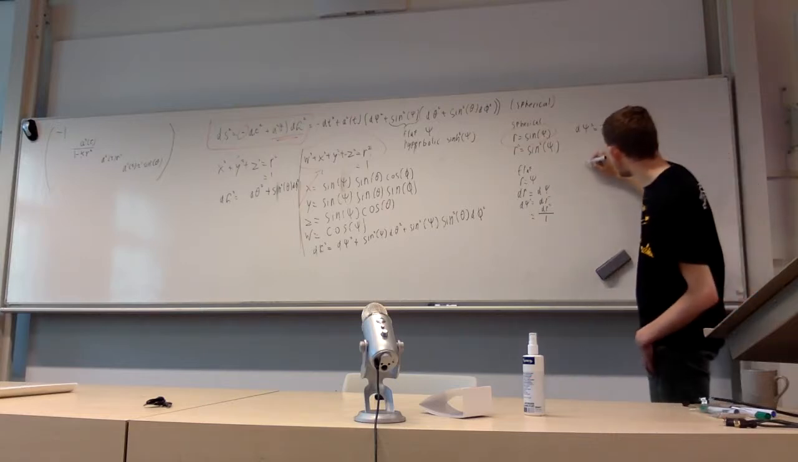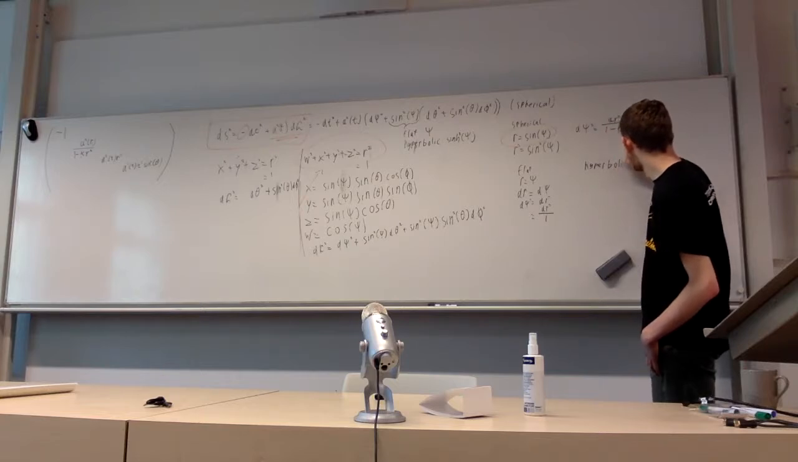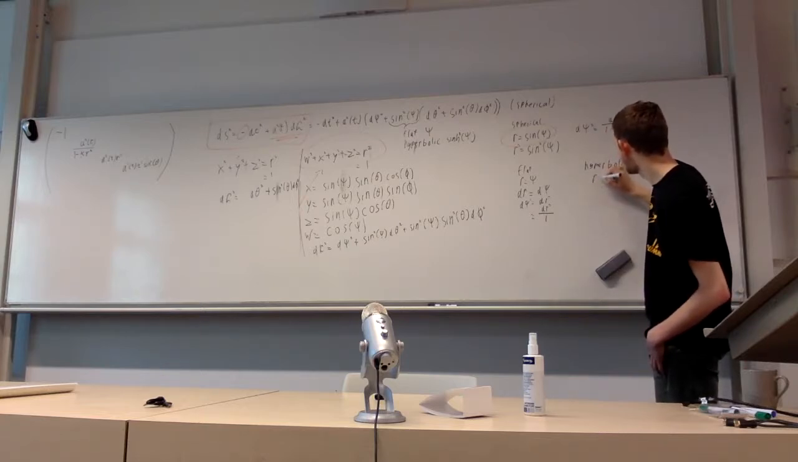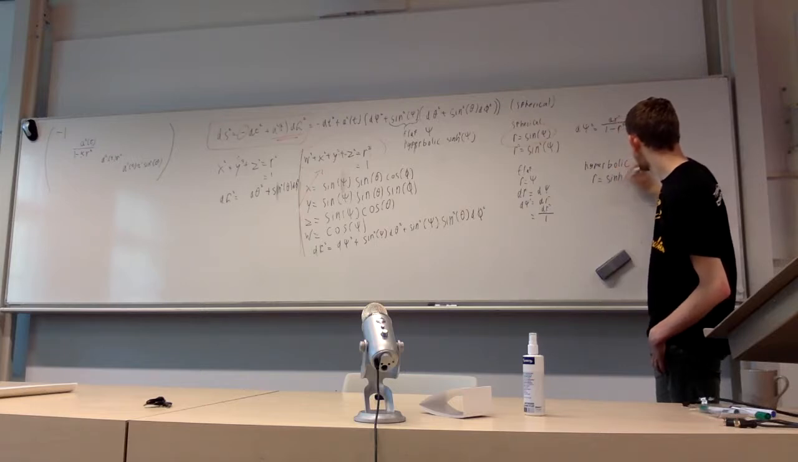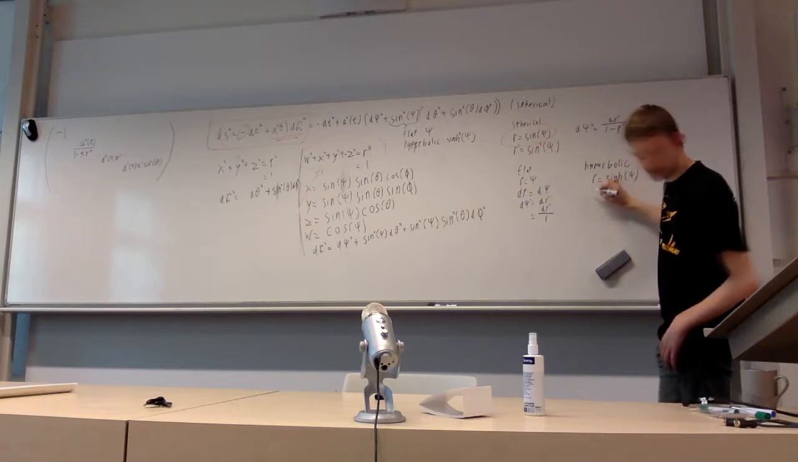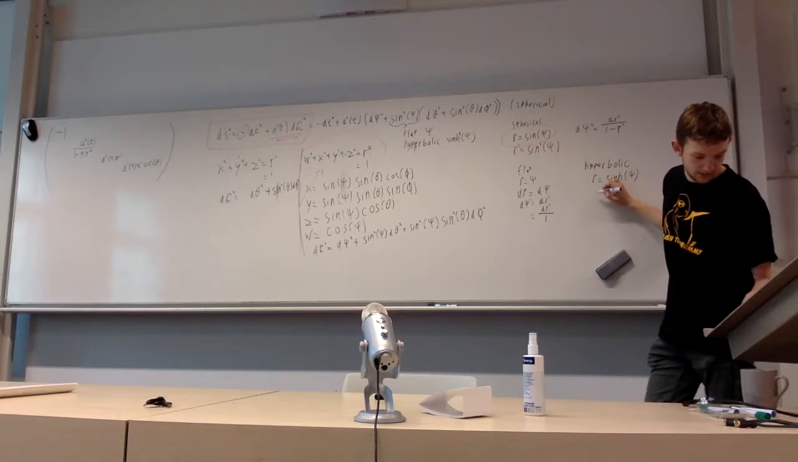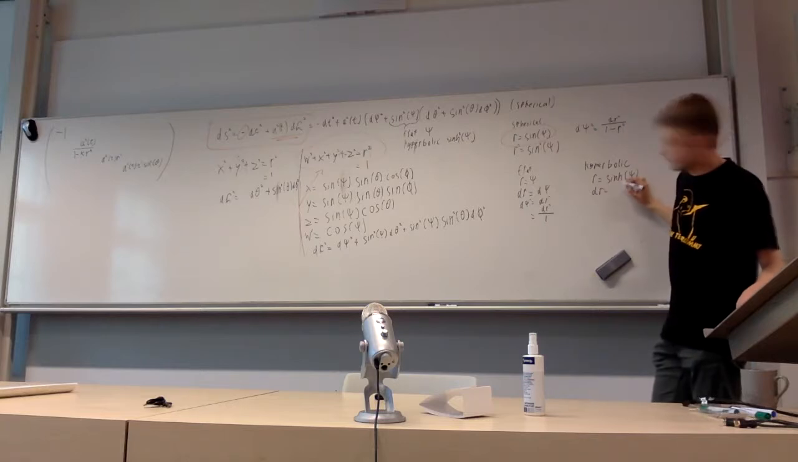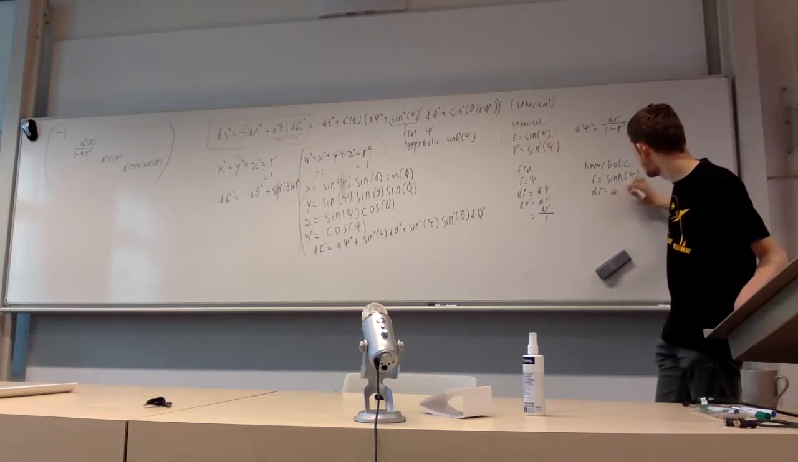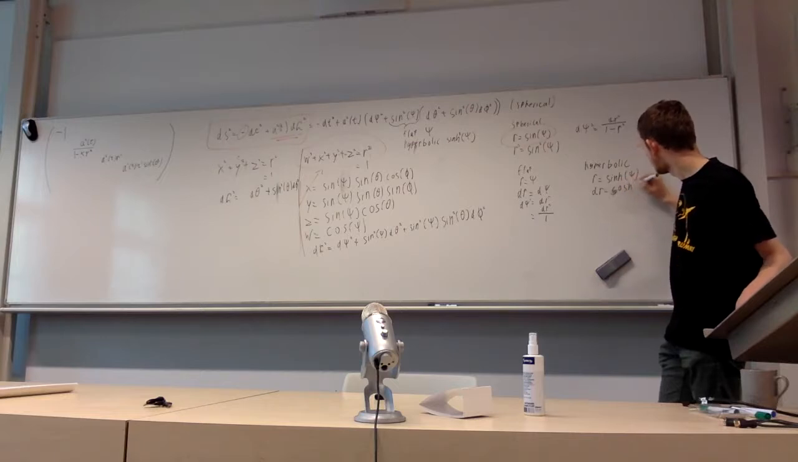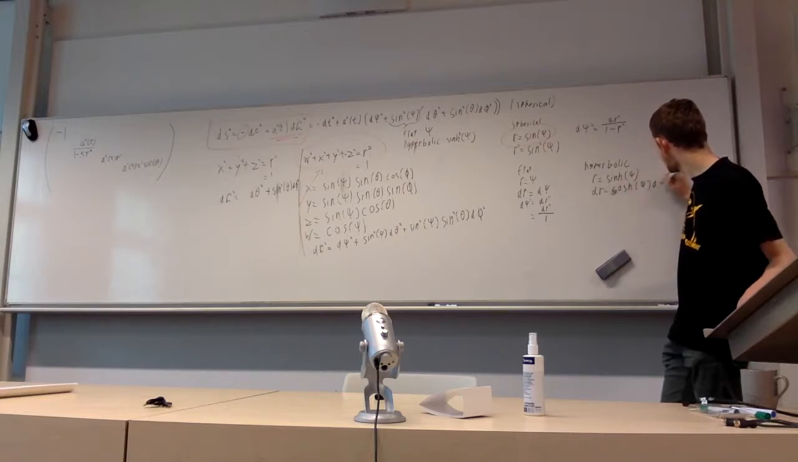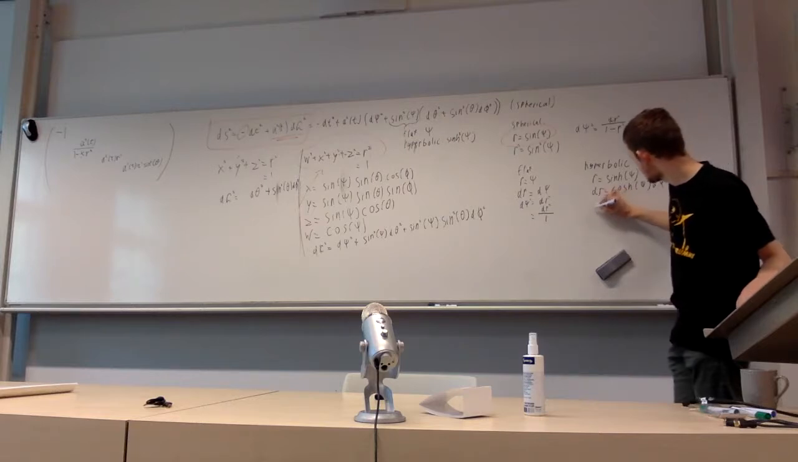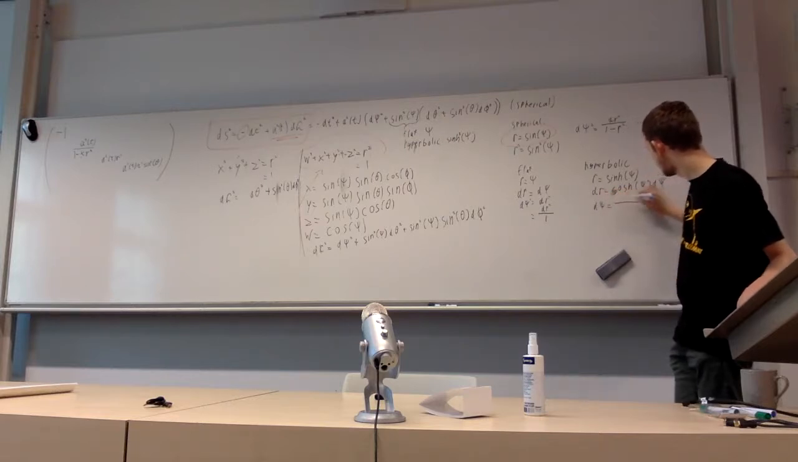And then for hyperbolic, the same argument goes that you have r is sinh ψ, then dr is equal to cosh ψ dψ, this one here.